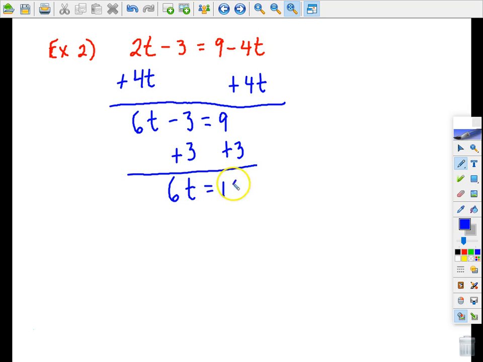6t is equal to 12. And then once again, I could divide by 6 on both sides, or I could multiply by 1/6 on both sides. Same result. I'll just show multiplication by the inverse of 6. So t is equal to 2.